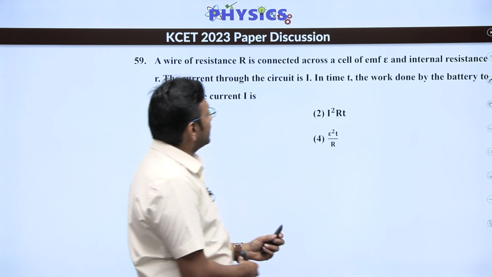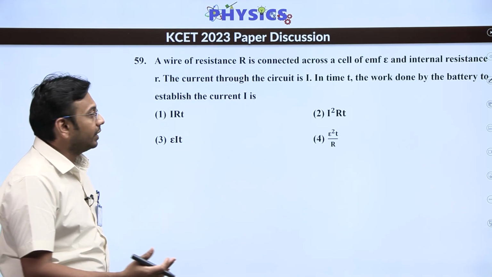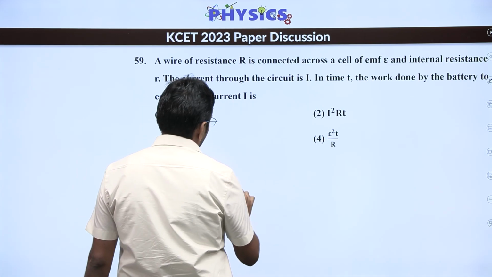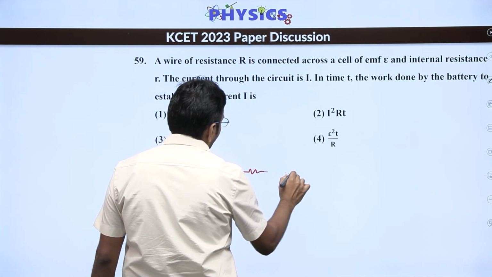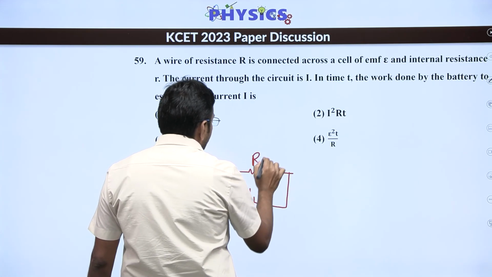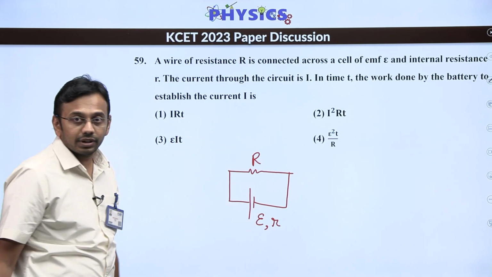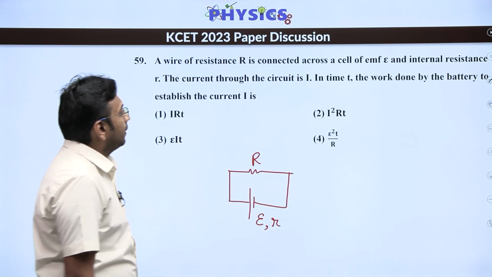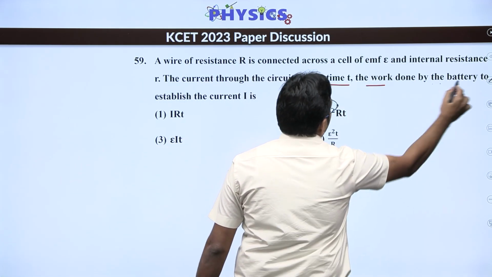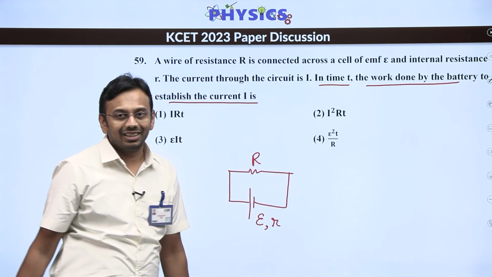A wire of resistance R is connected across a cell of EMF E and internal resistance small r. So, there is a wire, let us show it by a resistance, and then there is a cell. This has resistance capital R, the cell has EMF E and internal resistance is also there, that is small r. In time t, what is the work done by the battery to establish the current I?